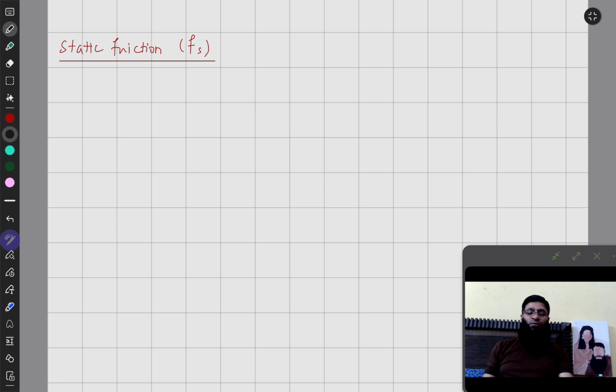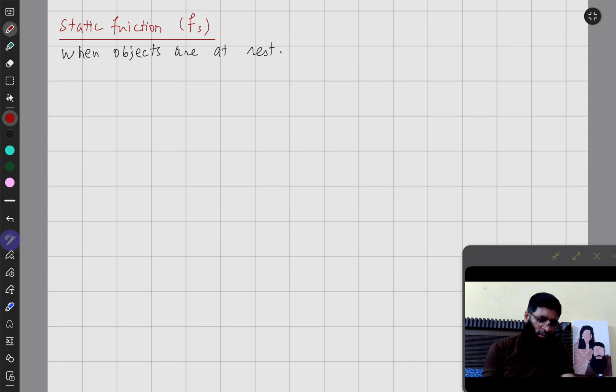You know, sometimes you are applying a force on a table or any other object, but the object is not moving even after the application of force. It means that both objects are at rest. And why are the objects at rest even after the application of force? Just because of friction. So this type of friction, in which objects are at rest, is called static friction.